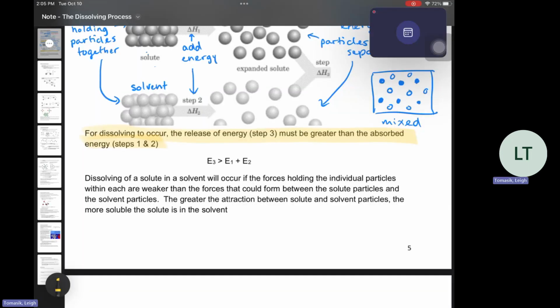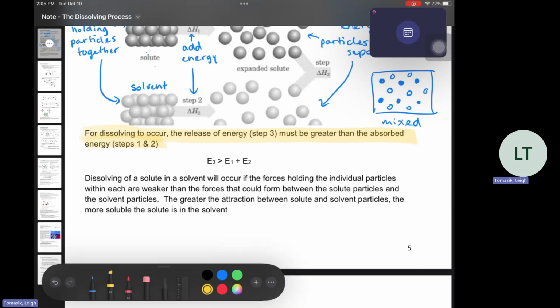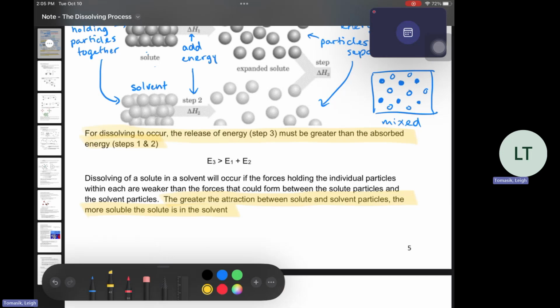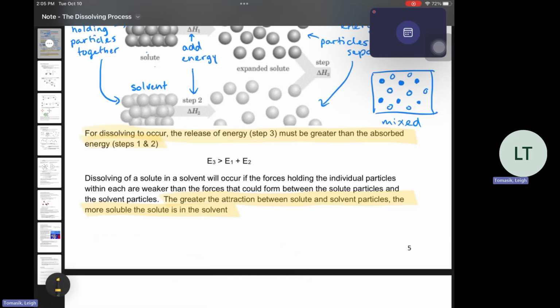Dissolving of a solute in a solvent will occur if the forces holding the individual particles within each are weaker than the forces that could form between the solute particles and the solvent particles. The greater the attraction between the solute and the solvent particles, this is important, the more soluble a solute is in the solvent. Because if they're attracted to one another, they'll go closer to one another, and then more of the solute can mix in.